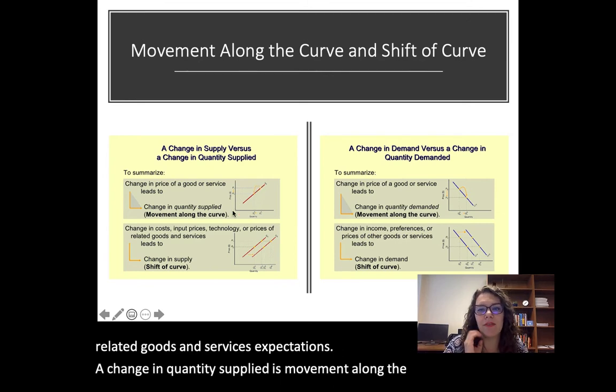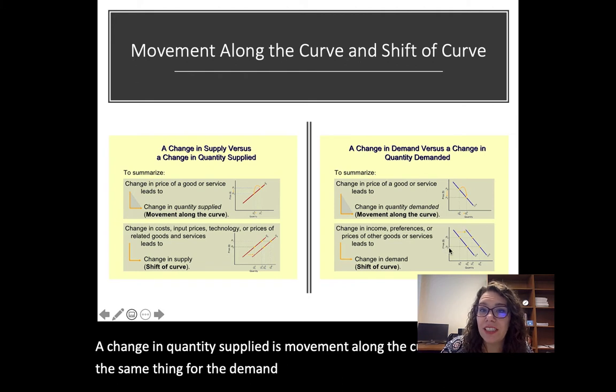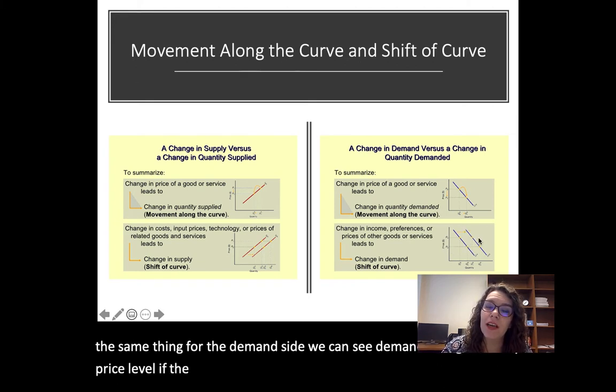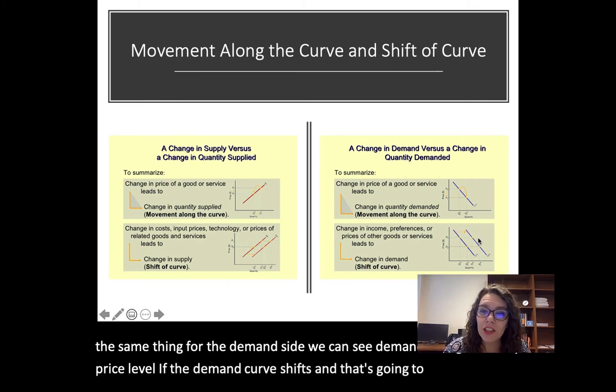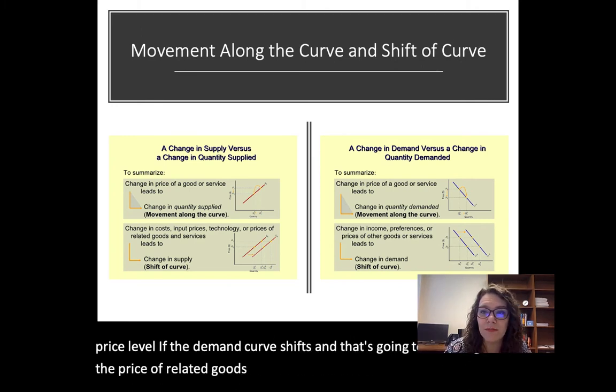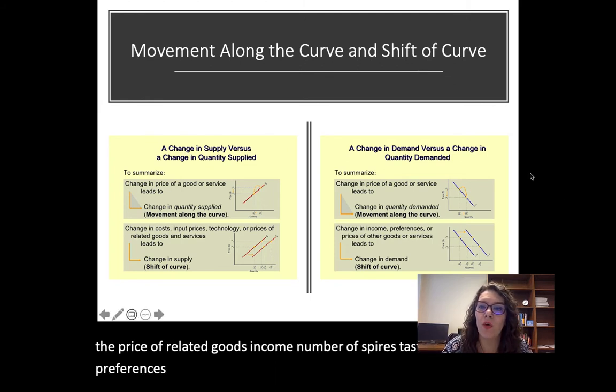And we have the same thing for the demand side. We can see demand change at every price level if the demand curve shifts. And that's going to be changes in the price of related goods, income, number of buyers, tastes and preferences, or expectations, whereas a change in price just moves us along the curve.